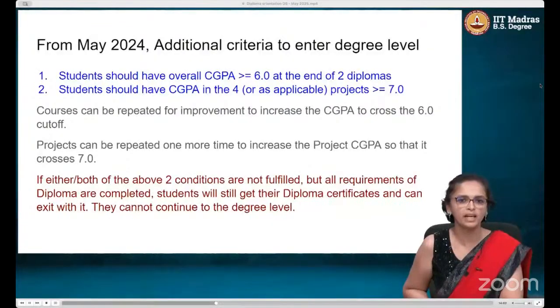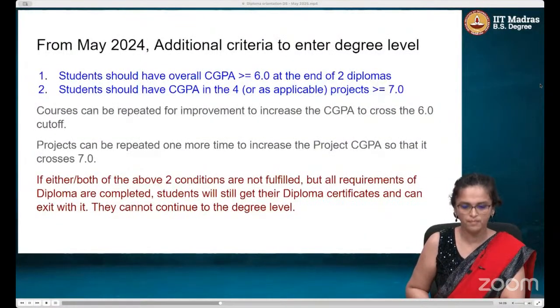Please ensure and look into what your CGPA is. Your progress card should have your latest CGPA after the December term has completed and now we've released it. Check whatever is the CGPA there and also check your project grades. So count the points against each letter grade and see what CGPA you get across the projects you have done. See whether you have to improve it and whether you will satisfy this criteria.